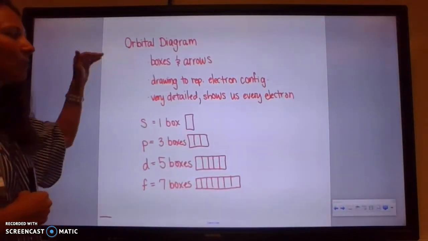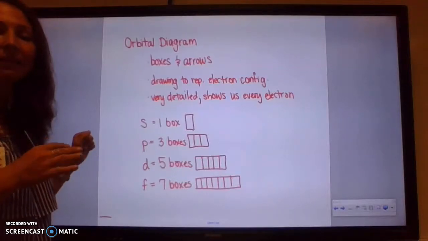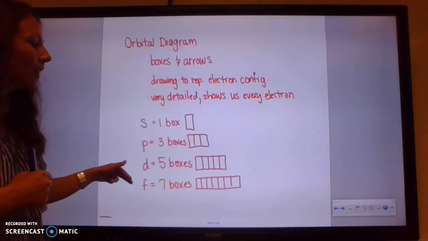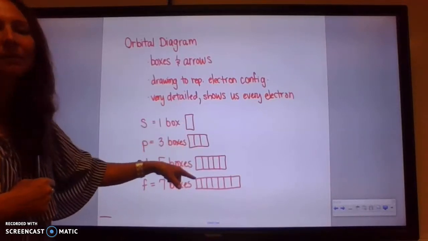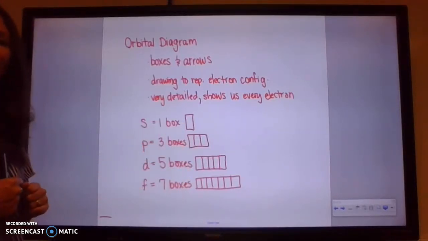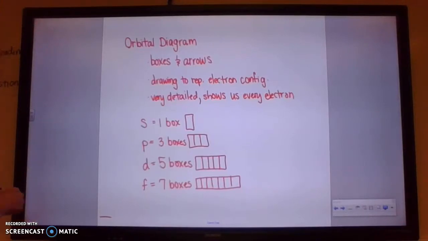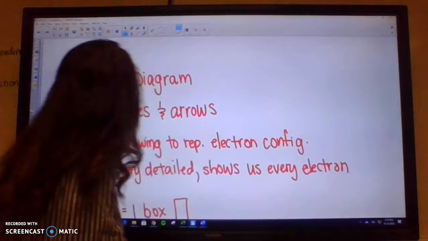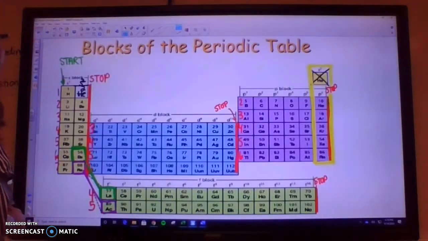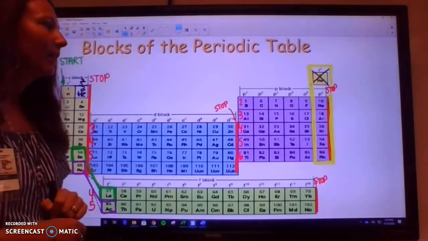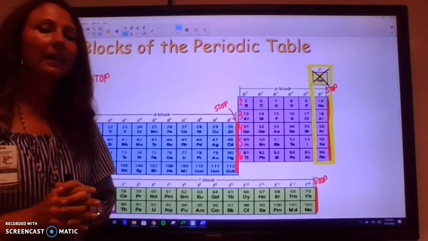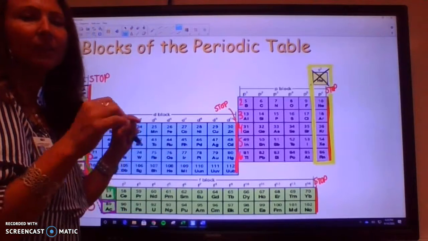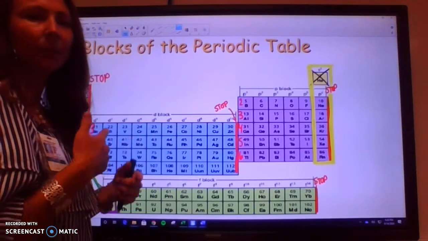So boxes and arrows, well remember there's S, P, D, and F orbitals. So you're going to need to copy these different orbitals and how many boxes we represent them by. So if you need to pause this and copy that, go right ahead. Now, to do an orbital diagram, we are going to start with an electron configuration. So we have to start with the electron configuration before we know what to represent the orbital diagram with.